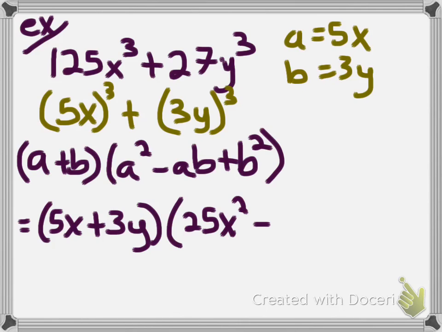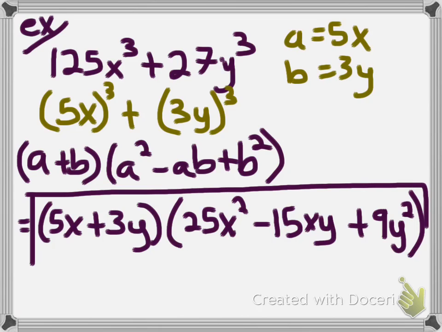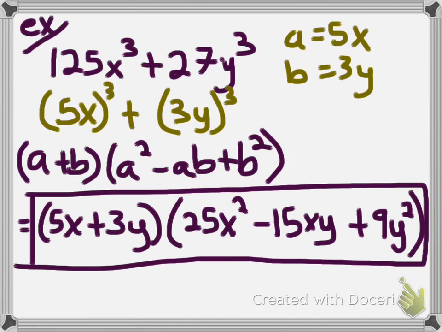So minus ab, 5x times 3y. The 5 and the 3 have to be multiplied. The x and the y have to be multiplied. And then one more time, b squared. So the 3 and the y have to be squared for that. All right, so that's the factored version: 5x plus 3y, and then 25x squared minus 15xy plus 9y squared. Of course, you can always FOIL that out in order to check your work. Ta-da!